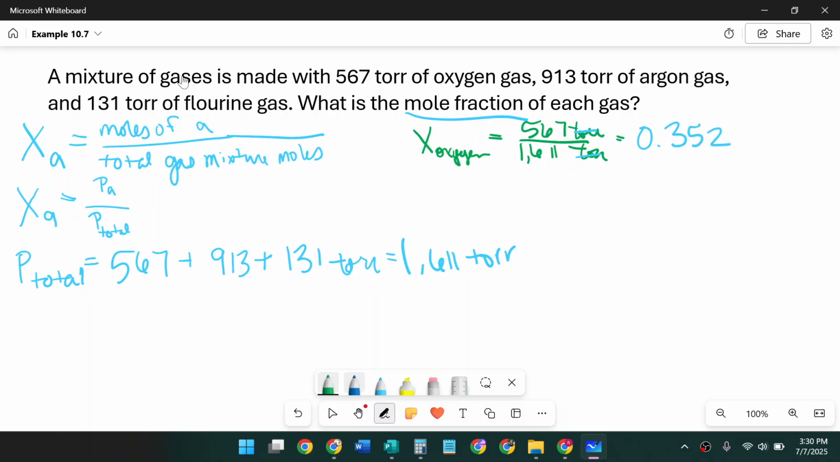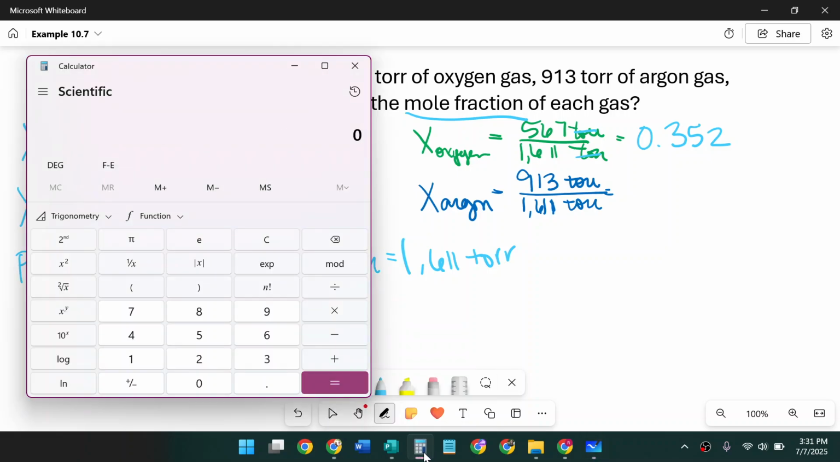Next we have argon. For that one, our partial pressure is 913 torr divided by the total. So 913 divided by 1611. Again, we're going to keep 3 significant figures, and so that's going to be 0.567.